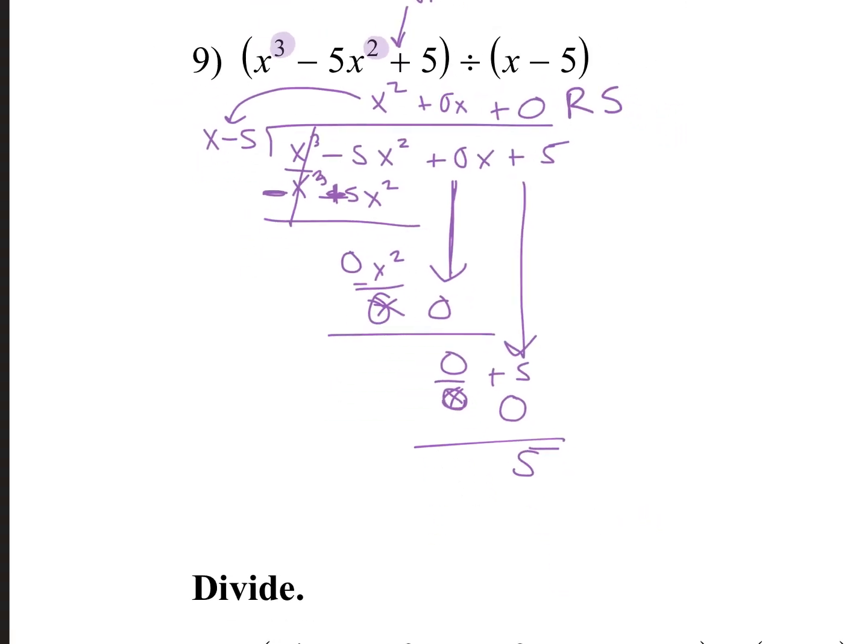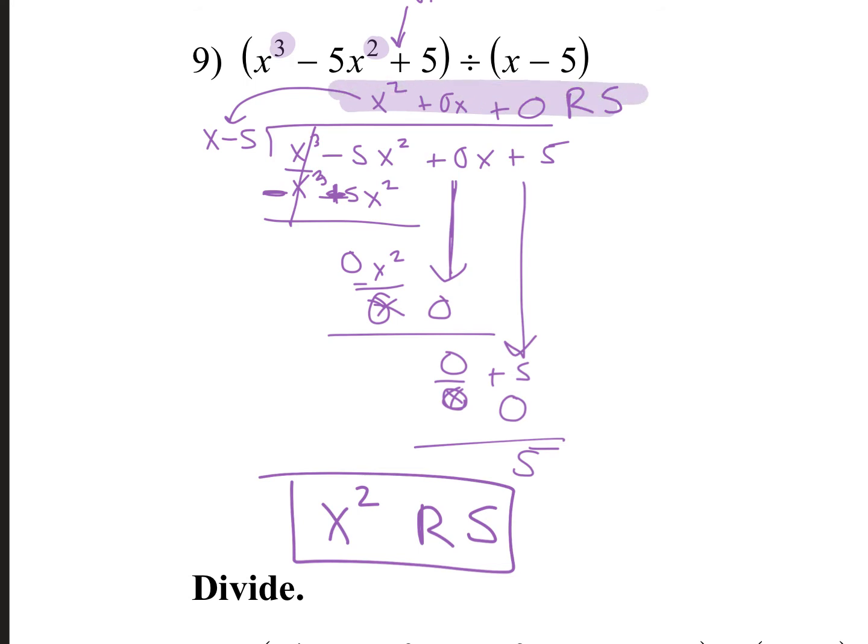So we would write our answer as x squared, remainder 5. You could just leave this one as your answer if you wanted to. It's the same thing. You don't need the zeros, so you only need this part. X squared, remainder 5.